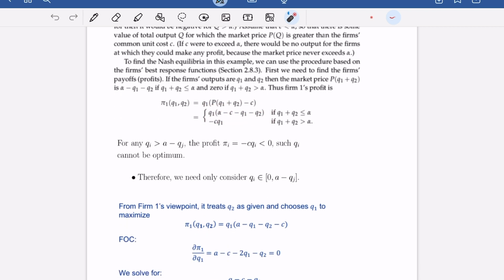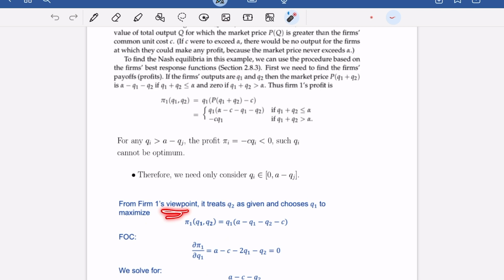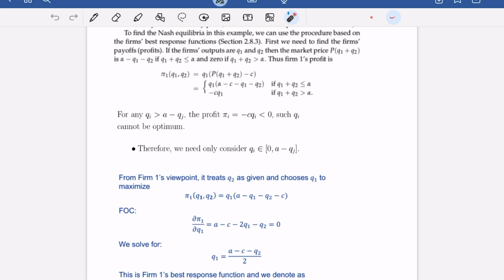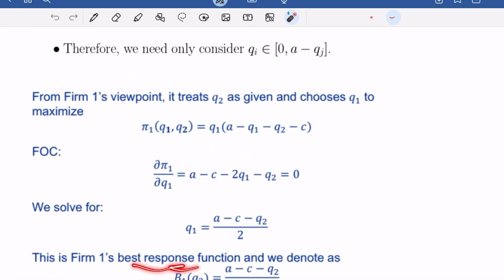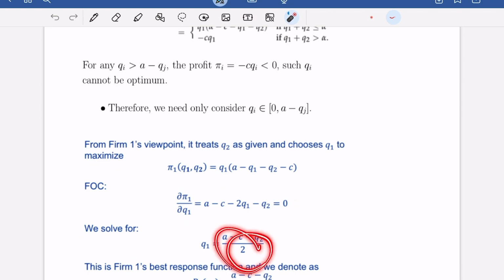So we can use this technique. We take firm one's viewpoint and treat Q2 as given. Then for this supposed Q2, we just need to maximize the profit, which is taking the partial derivative with respect to Q1, because now we treat Q2 like a constant. So we take the partial derivative with respect to Q1 and equate it to 0 to find the maximizing Q1. In this case, we see that the best response function is the following.